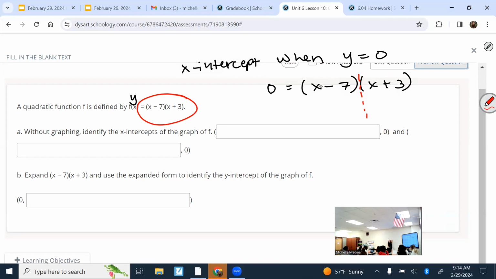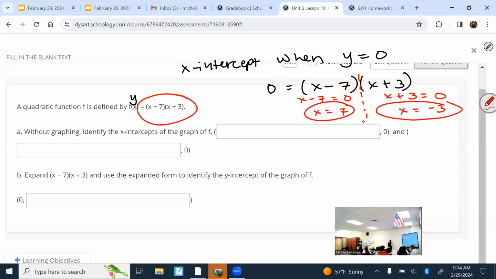What would x have to be here to make this parentheses 0? It would have to be 7. So when x is 7, that makes a 0 there. But then it could also happen if x was what number? -3. Then it makes a 0 in that one. So that's why there's mostly 2 zeros in every situation for our quadratics, because there's 2 ways that you can make it multiply to get 0. Does that make a little more sense?